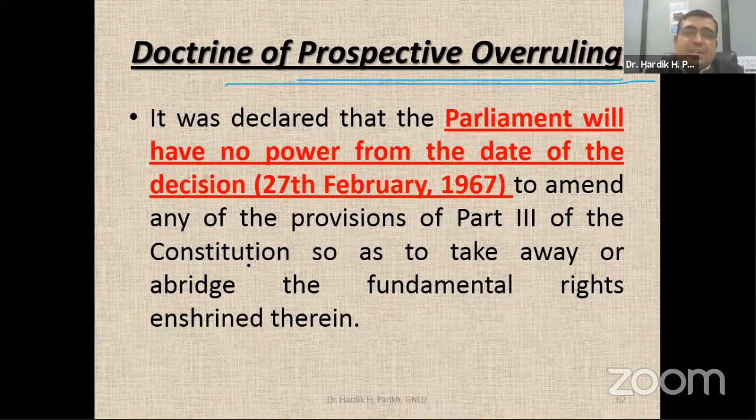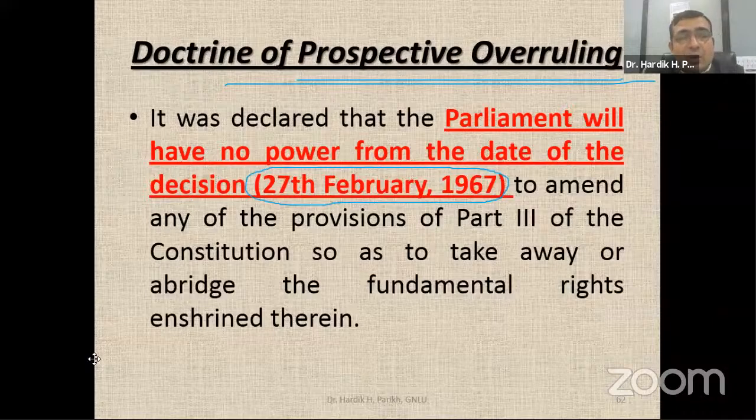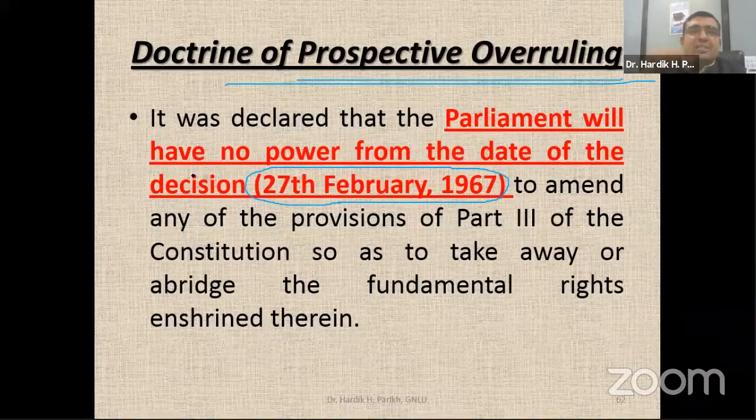So from the date of the judgment, that is the 27th February 1967, Parliament shall not have any power. Means whatever has been done till today, we accept, let it be. But from now onwards, you shall not amend any constitutional provision in a way that violates fundamental rights. And that's why it is known as the doctrine of prospective overruling.